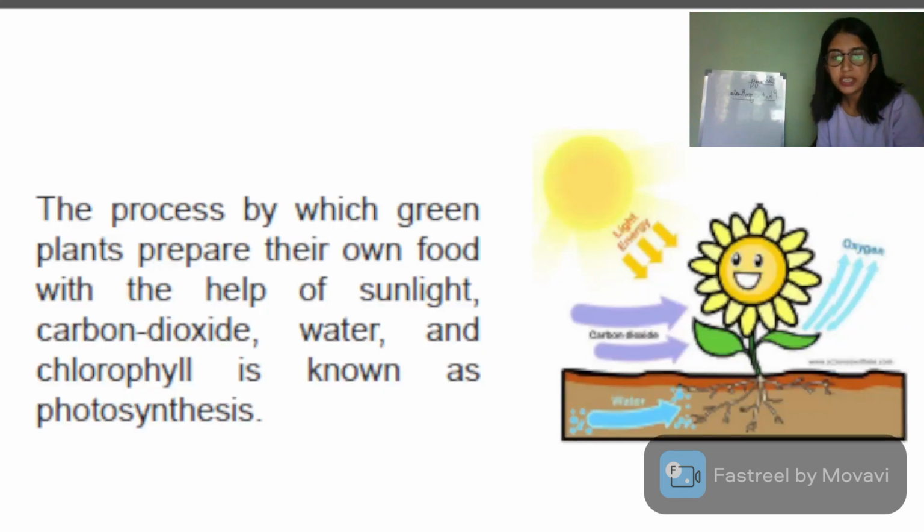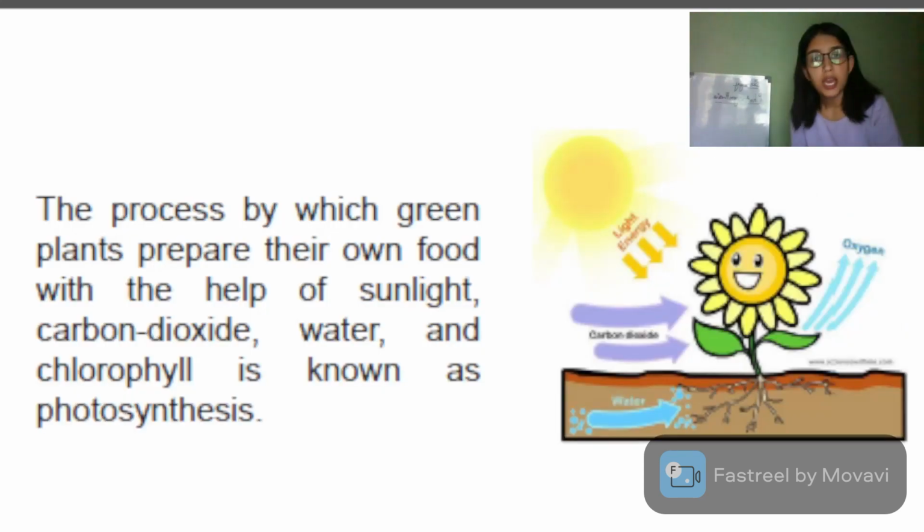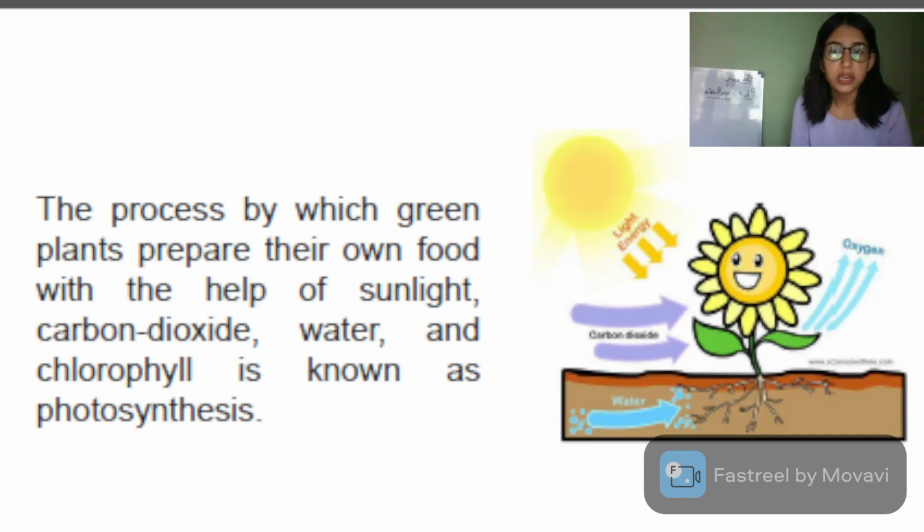So we'll be seeing that if in our case we are inhaling and exhaling different gases, then what happens in case of photosynthesis that occurs in plants. The process by which green plants prepare their own food with the help of sunlight, carbon dioxide, water, and chlorophyll is known as photosynthesis. So sunlight, carbon dioxide, water and chlorophyll are involved in the process of photosynthesis in case of plants.